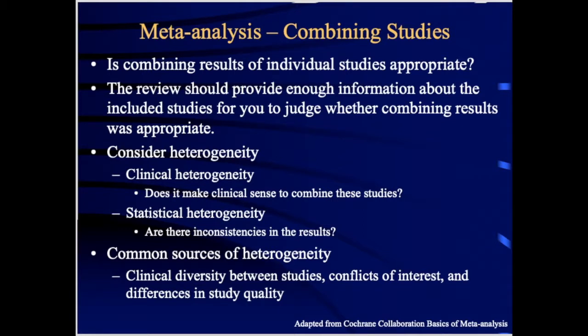So one of the downfalls in a meta-analysis is whether or not combining results of individual studies is appropriate. And this involves an element of judgment. And the authors of systematic reviews and meta-analysis should discuss their reasoning for combining or not combining results across studies. Authors of systematic review and meta-analysis should also provide the reader enough information to judge whether or not combining results was reasonable.